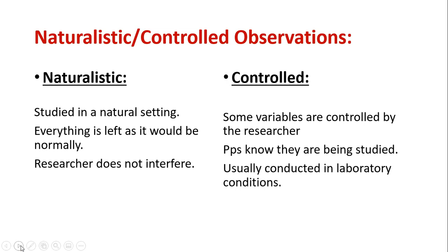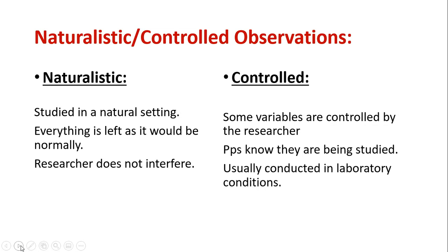So a naturalistic observation is one where people are studied in their natural setting and the researcher doesn't interfere with what's going on in that setting. So everything is kind of there as normal, it's a natural setting, and the researcher just observes in that setting as it is. In a controlled observation, the researcher could control some variables and could change some variables.